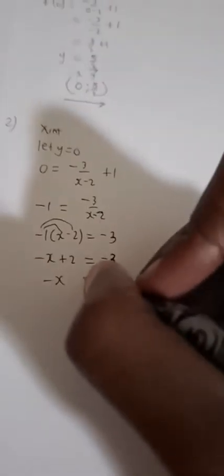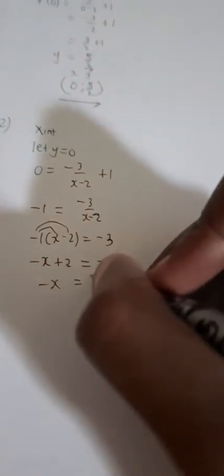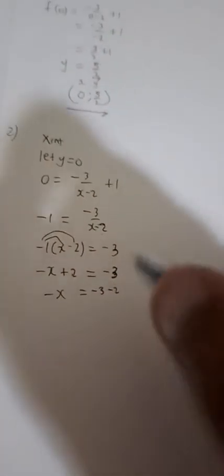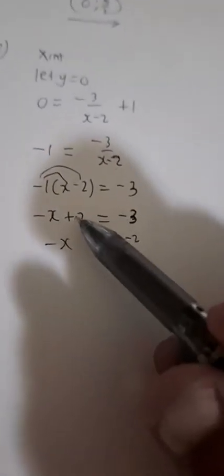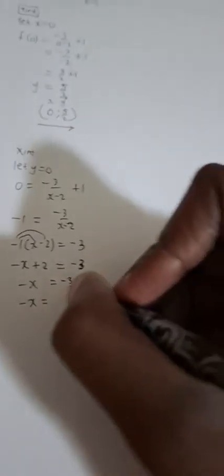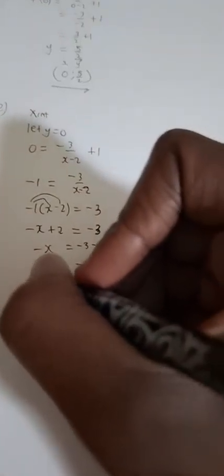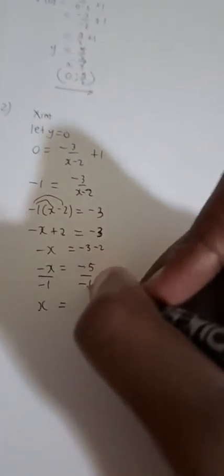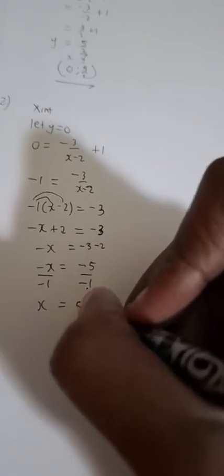Then we isolate the variable x. So we transpose the 2, negative 3 minus 2. Remember, when the plus 2 goes over to the other side, it changes to negative. We get negative x equals negative 3 minus 2, which gives us negative 5. But remember, we want the value of x, so we divide both sides by negative 1, so that ultimately we can get the positive value of x, and negative divided by negative gives us a positive, so we have x is equal to positive 5.